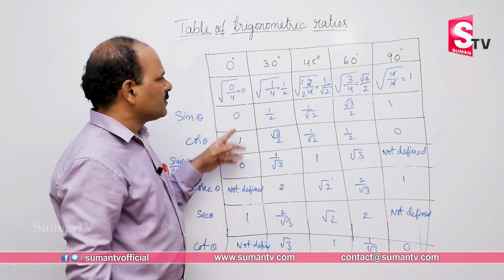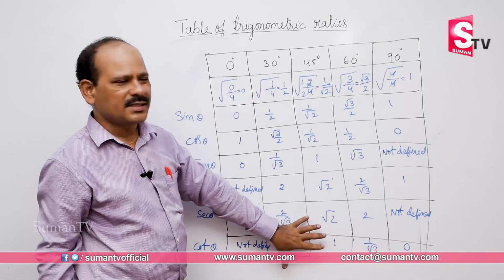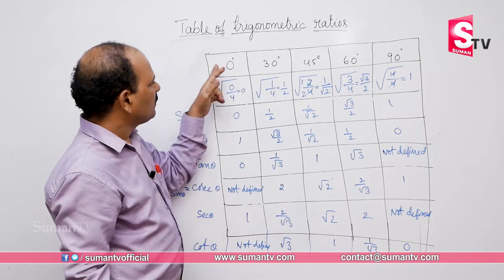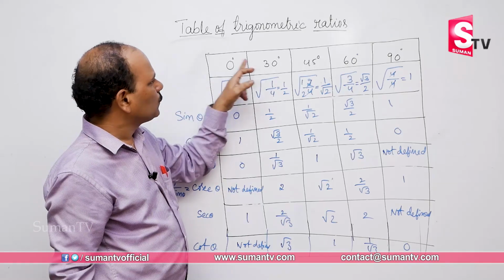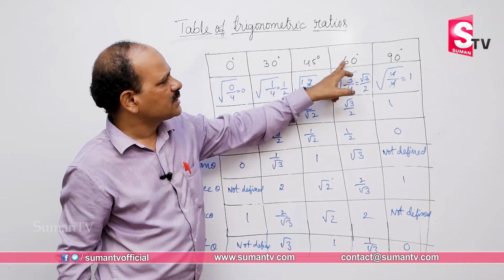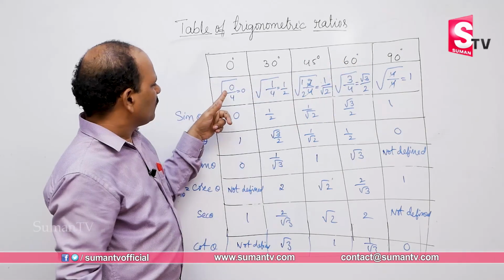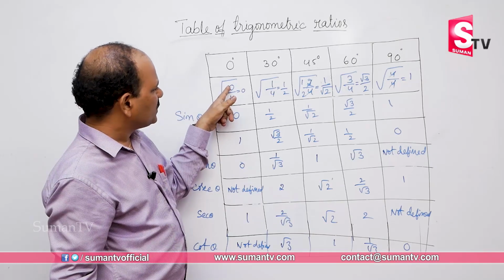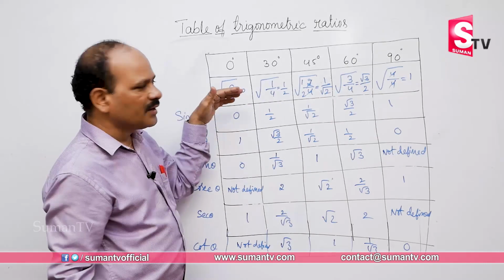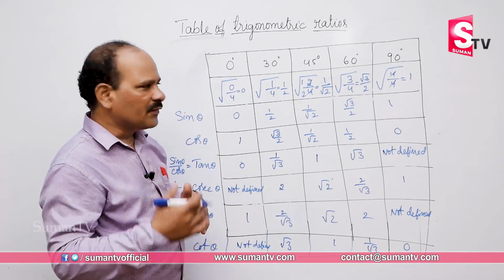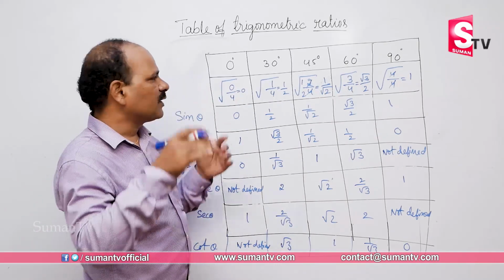It will take 5 to 6 minutes to construct this table. Once again, these angles you have to remember: 0, 30, 45, 60, 90. First step, give numbers from 0: 0, 1, 2, 3, 4. Then divide every number by 4. After dividing, take the square root of every number.